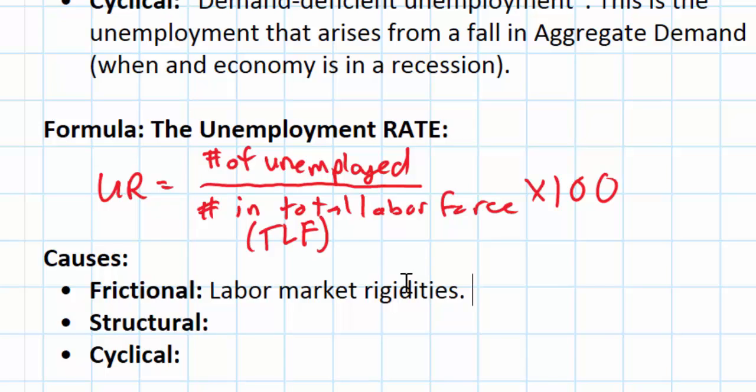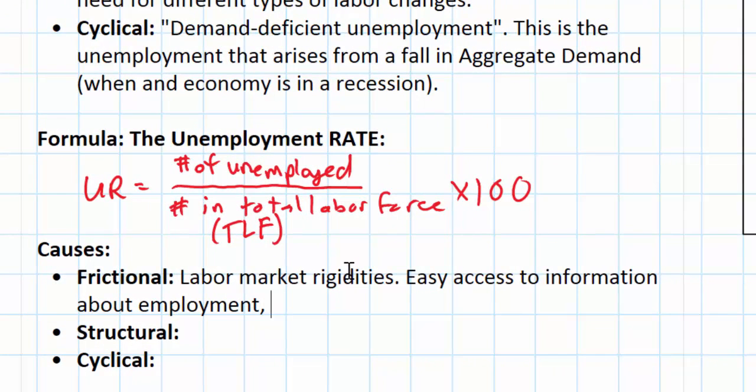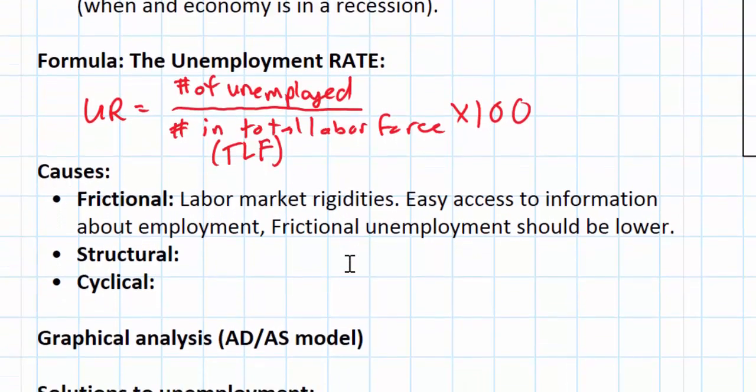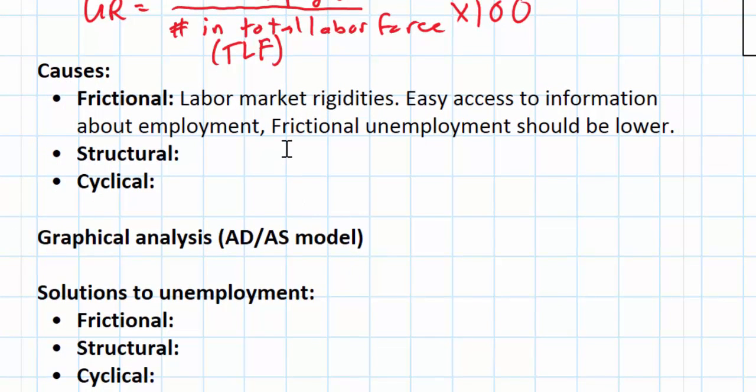In other words, if there is easy access to information about employment, then the frictional unemployment should be lower. If people are able to move around a country and move to different places where jobs exist, then frictional unemployment will be lower. However, if there are rigidities in the labor market, or obstacles to people finding information about where jobs exist, or the ability to move to different places in the country in order to take those jobs, then we would expect frictional unemployment to be a little bit higher.